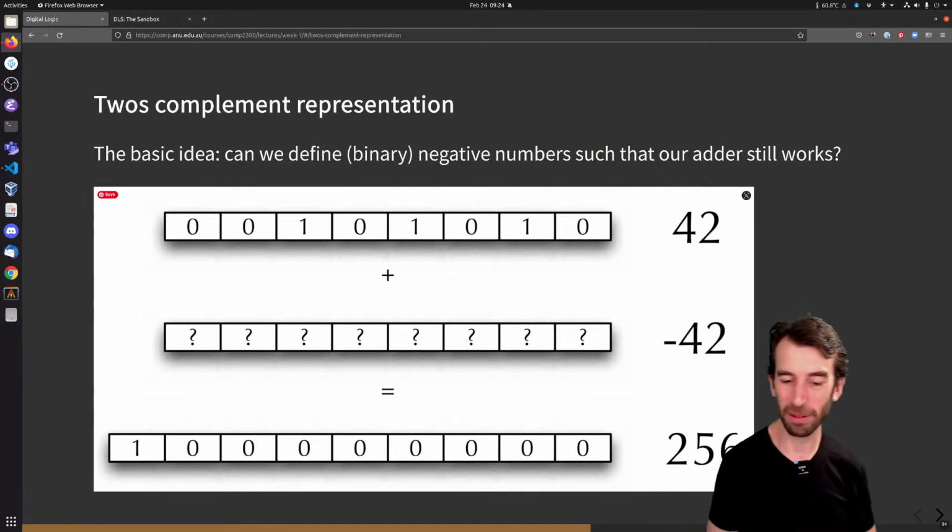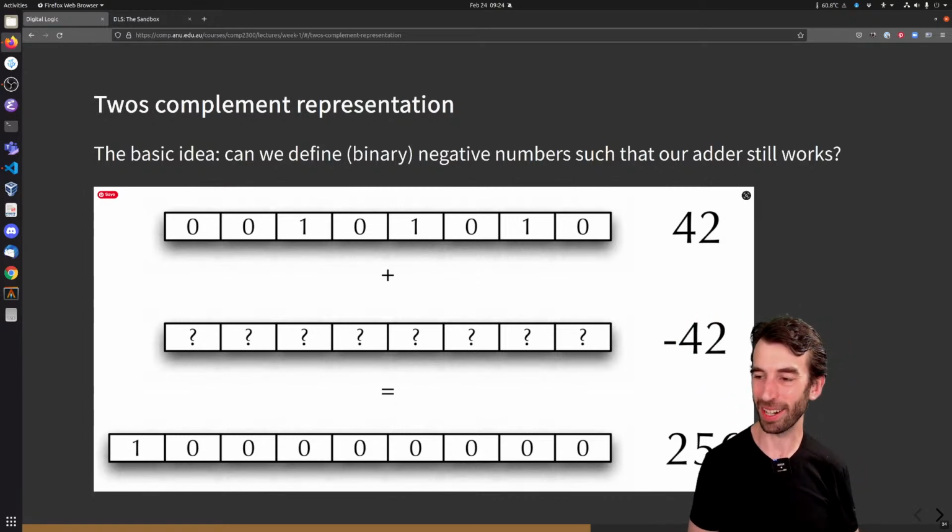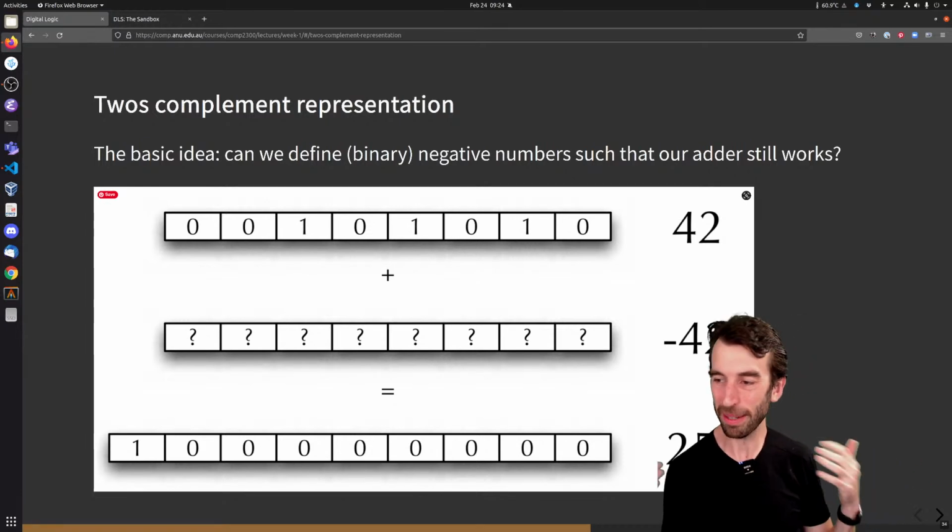Someone's putting these things in the chat. Complement +1. I don't know what that means. We have to work this out.